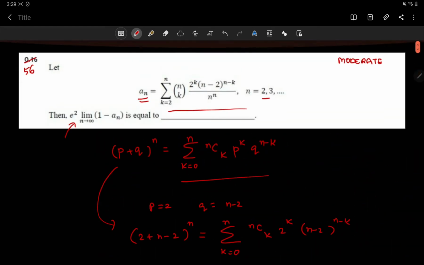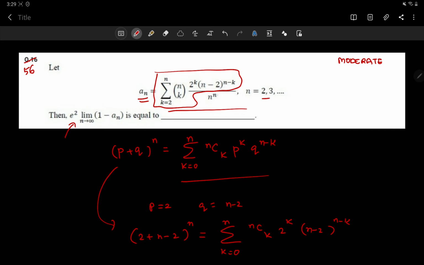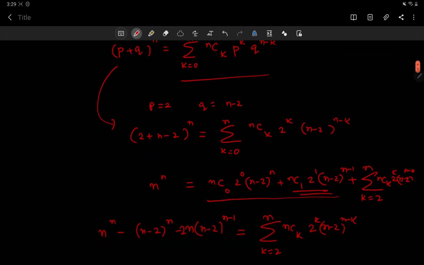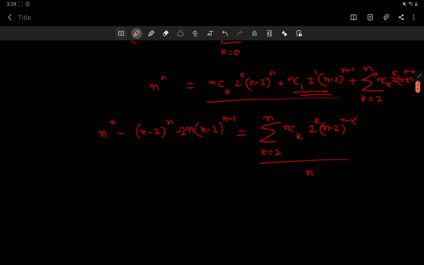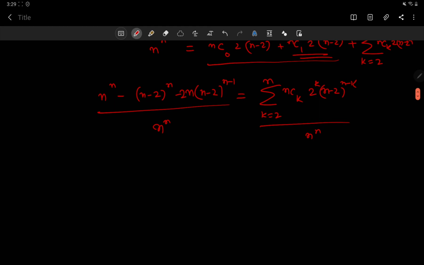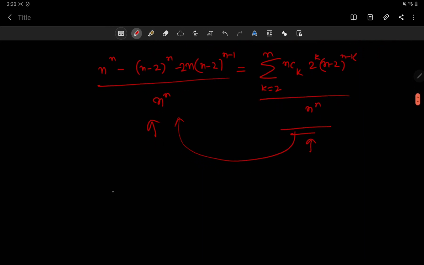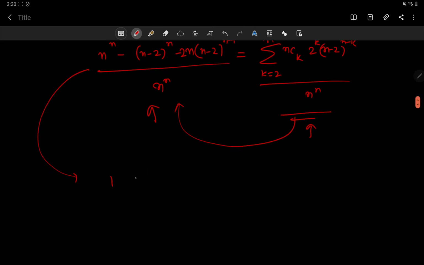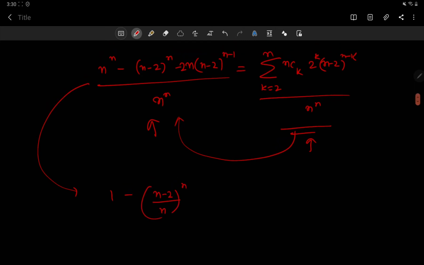Now this term is this. There is an extra term which is n to the power n. So we have to divide it by n to the power n. If we divide it here, we have to divide it here also. Now this equation is equivalent to this equation. So we need to find this. So let's rearrange this equation. n^n by n^n is 1, minus ((n − 2)/n)^n, common, minus 2 ((n − 2)/n)^(n − 1).